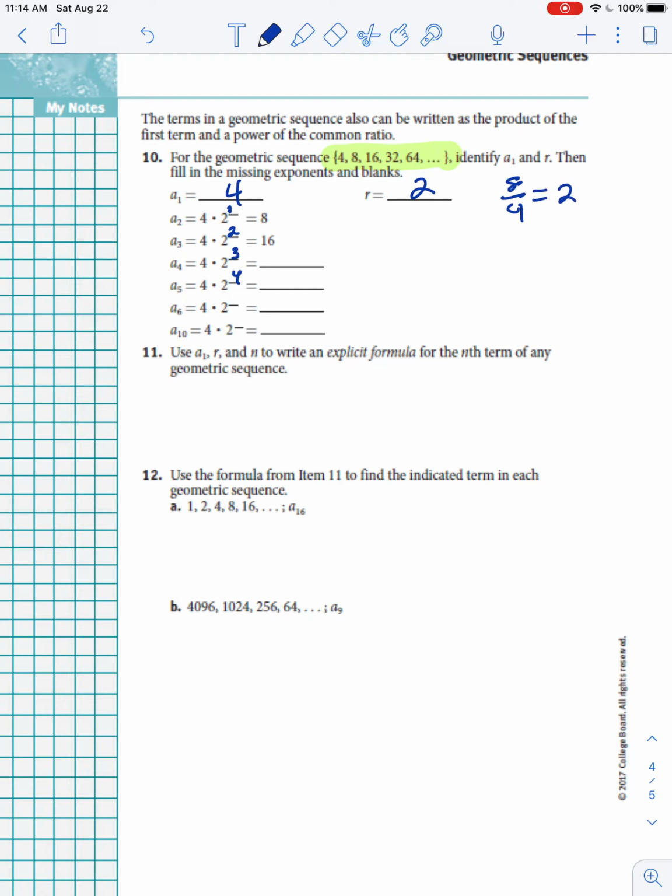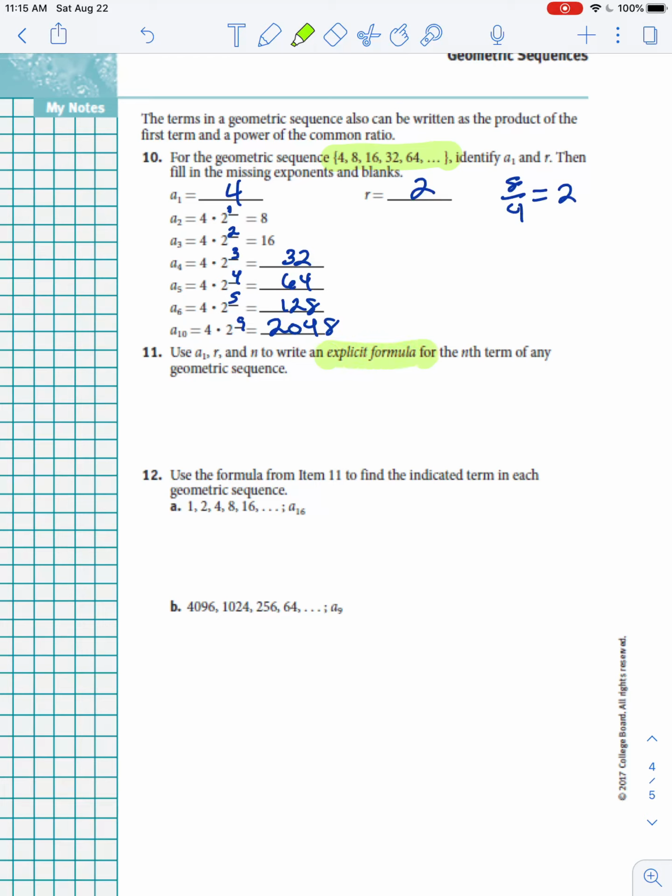And then the sixth term would be to the fifth, and then of course they jump to 10. So it's 4 times 2 to the ninth. Okay, and then we get those numbers. Of course, just multiplying by 2 is what you could think of it as. And so that would be 32 and 64 and 128 and 2048 would be the continuation of that sequence. So this is going to allow us to write what we call that explicit formula.